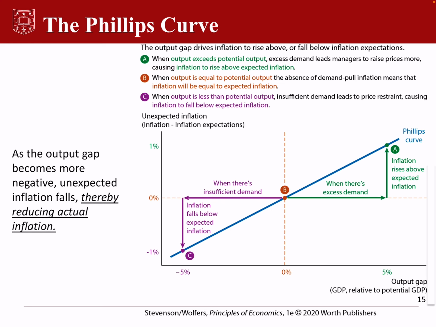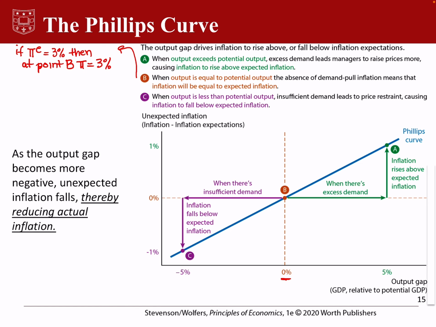When it is the case that the output gap is 0, we observe that there is no unexpected inflation. So in other words, if we were at a point like point B here, if it is the case that the expected rate of inflation is 3%, then at point B, actual inflation is as well 3%.